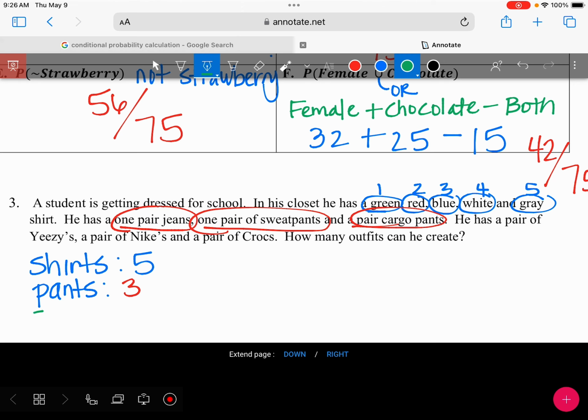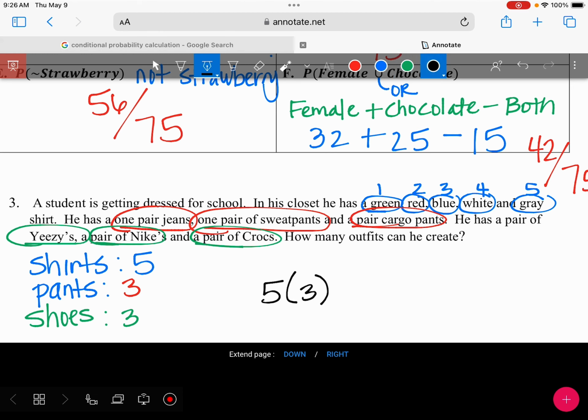And then for shoes, he has a pair of Yeezys, a pair of Nikes, and a pair of Crocs. Show me with your fingers, how many shoes does he have? 3. So then what you had to do was multiply these numbers together. 5 times 3 times 3. That means he can create 45 outfits.